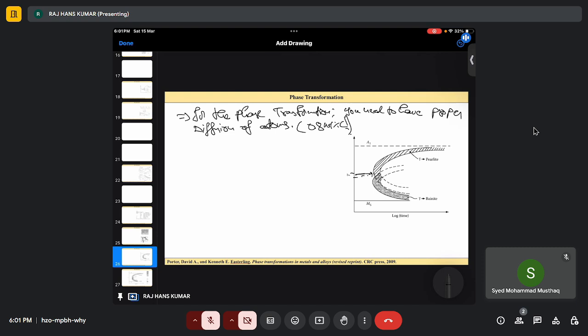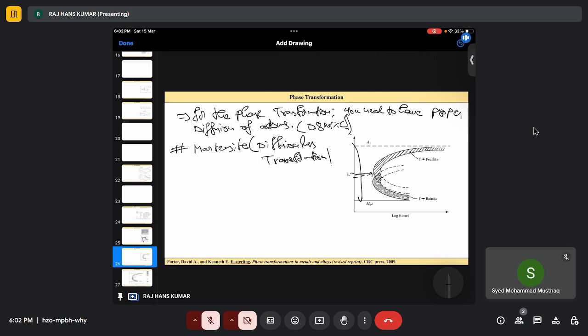And if I try to quench the steel, then you will have martensite, which is a diffusionless transformation. There is a martensite formation, and there is no diffusional transformation. Now, we will discuss these transformations in the next session.